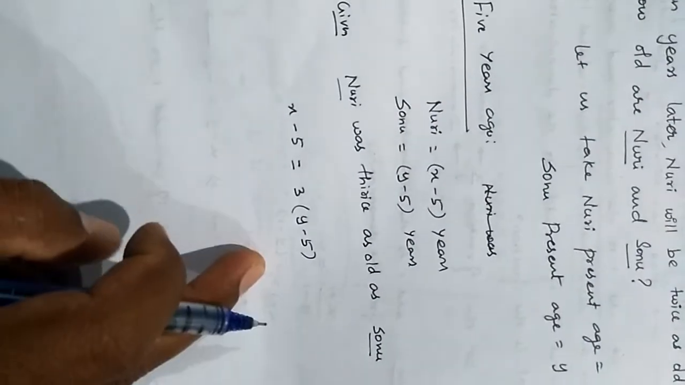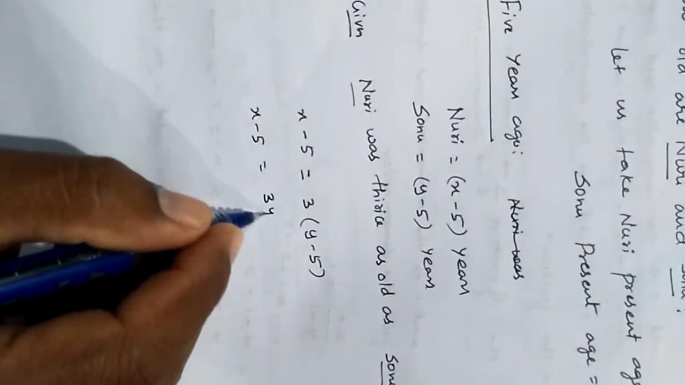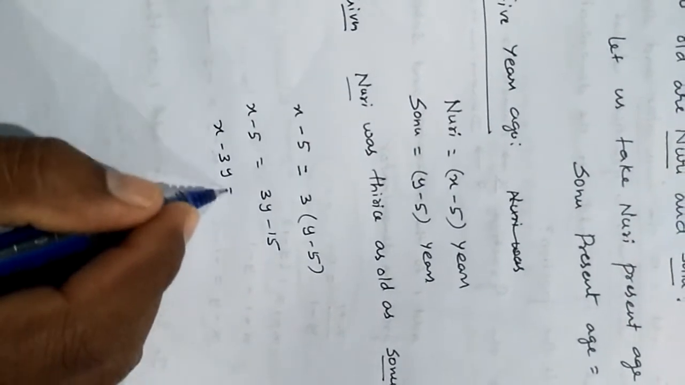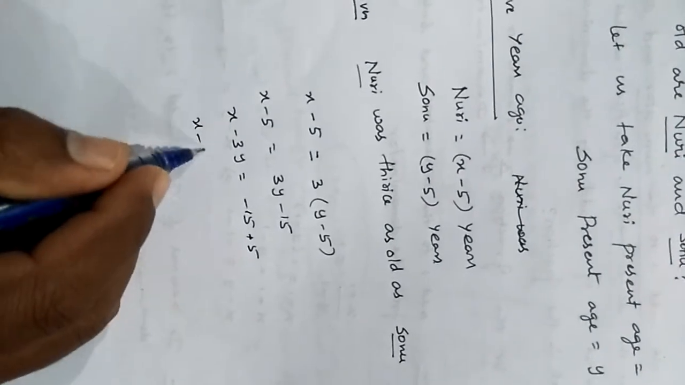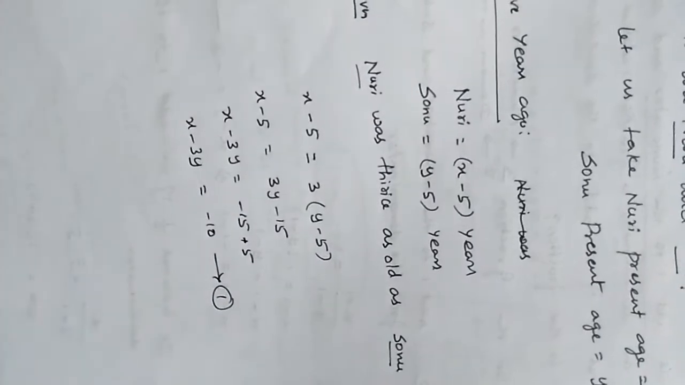Now simplify this, you will get one equation. x minus 5 equal to 3y minus 15, then plus 5, x minus 3y equal to minus 10. So this is equation number 1.